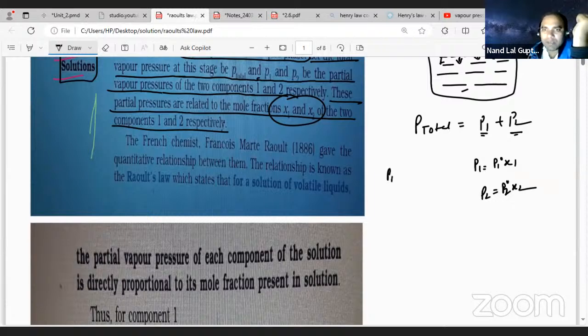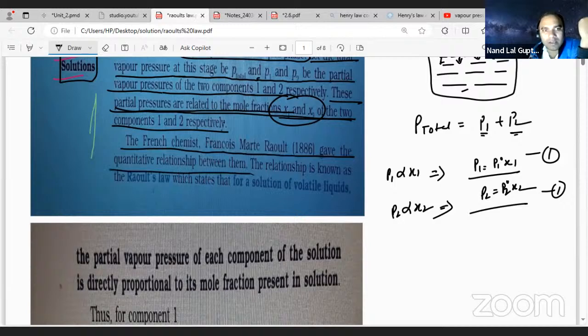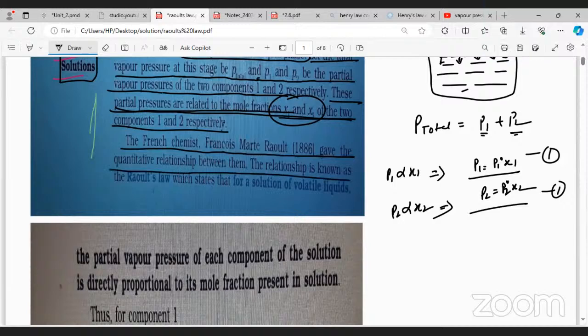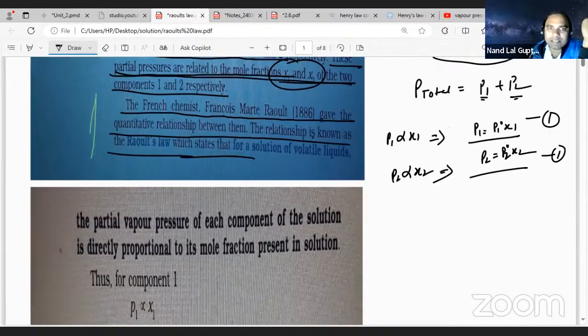This means P1 is proportional to x1 and P2 is proportional to x2. When we remove the proportionality sign, this comes. They are saying that these partial pressures are related to the mole fractions x1, x2. Here you see the French chemist Francois Marie Raoult gave the quantitative relationship, known as Raoult's law, which states that, now here, Raoult's law is starting.